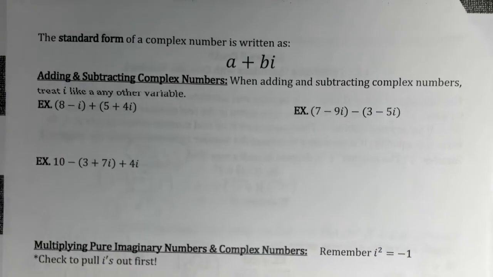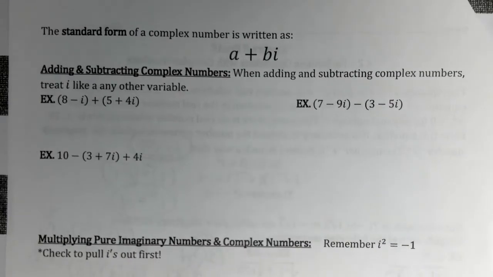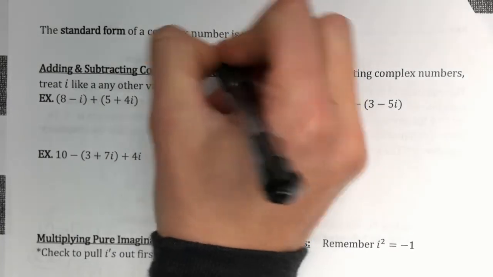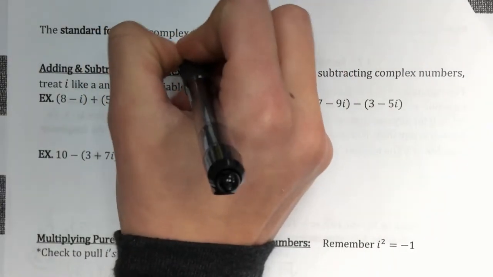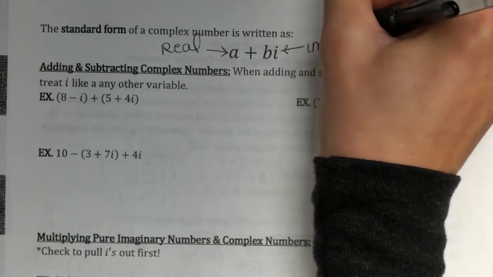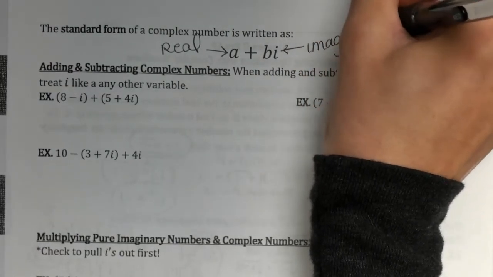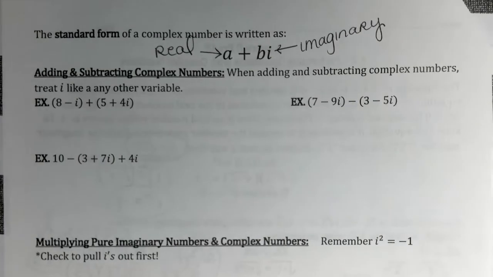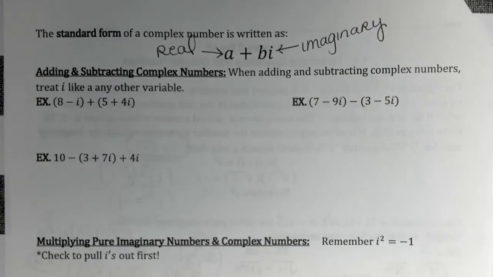Okay, so that dealt with your pure imaginary numbers. Now we're going to talk about what complex numbers are. Okay, so your standard form is a plus bi, and all that means is you've got a real part, which is your a, and you've got your imaginary part, which is your bi. Real always comes before imaginary, whether the real is positive or negative.